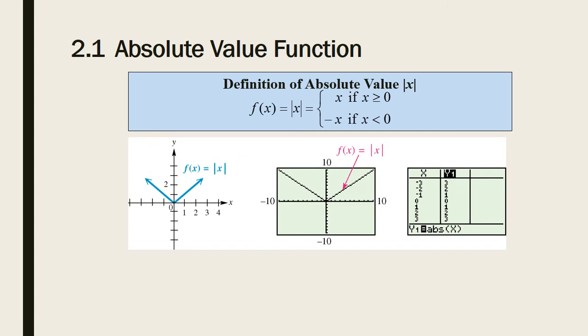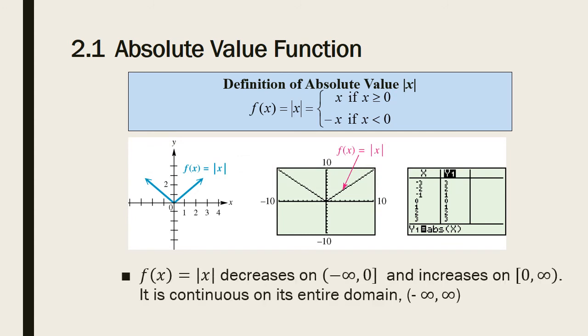This is what the absolute value function looks like. And you'll note that it decreases from -infinity to 0. It increases from 0 to infinity. It is continuous on its entire domain, and it is also symmetric with respect to the y-axis.